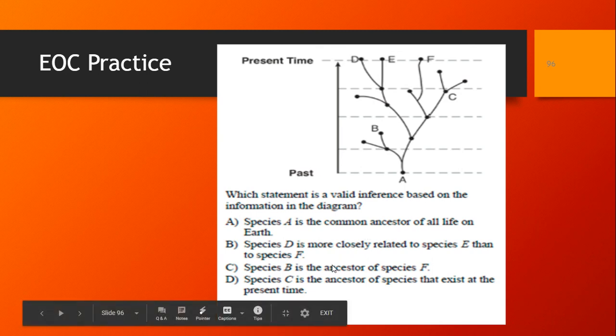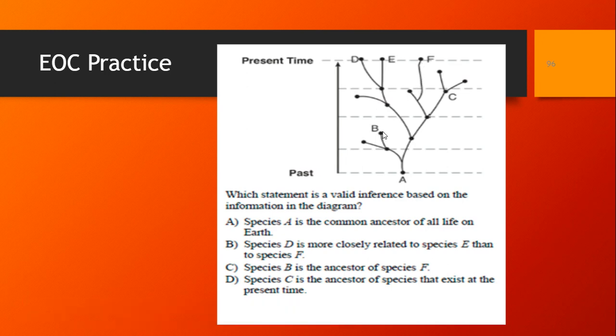C, B is the ancestor of species F. Nope, F did not come directly from B, so not C. And then D, species C is the ancestor of species that exist at the present time. So C only had these two, and those are not present at present time. So it's not D. So our answer is B.